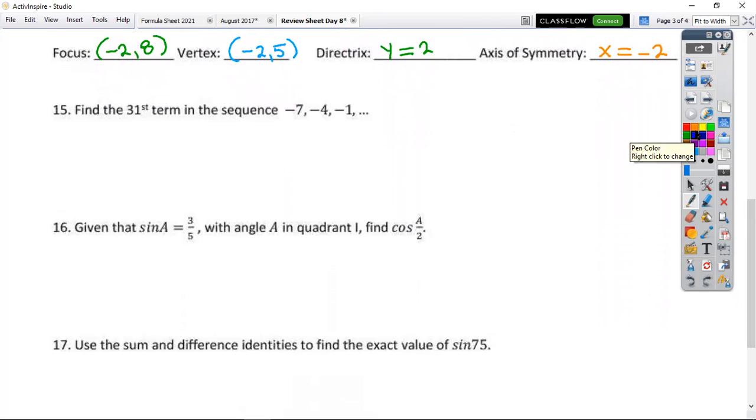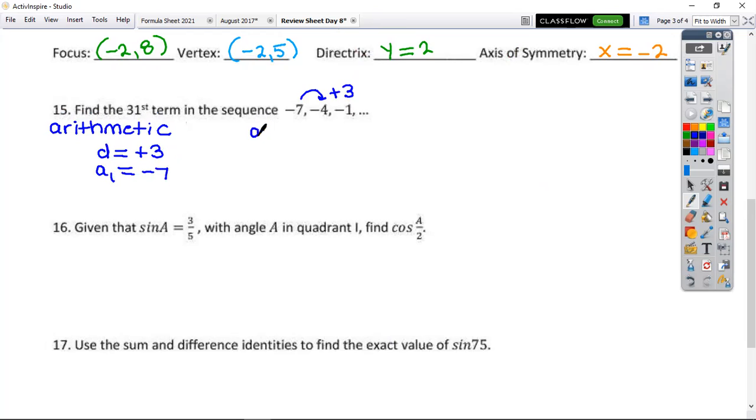Okay, so 15, find the 31st term of your sequence. So looking at your formula sheet, what type of sequence is this one? Arithmetic, good. Yep, so this is plus 3. Again, I think you'll find these type to be very easy. So this one's arithmetic. You're going to pull your explicit formula and just show your work here. So we have D equal to plus 3, where A sub 1 is equal to negative 7.